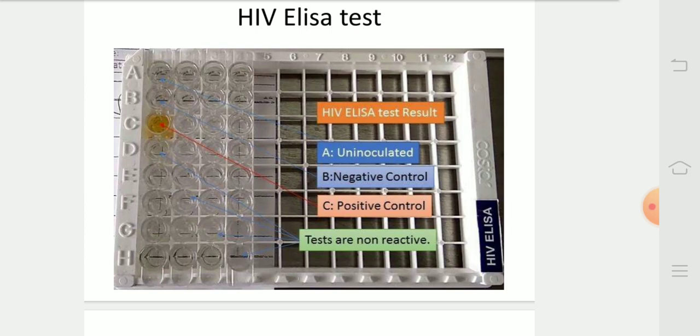In this diagram, we can see the HIV ELISA test result. A indicates uninoculated column, B indicates negative control, whereas C indicates positive control.